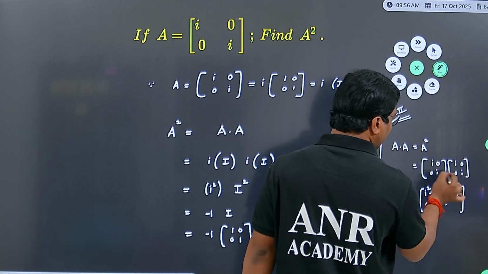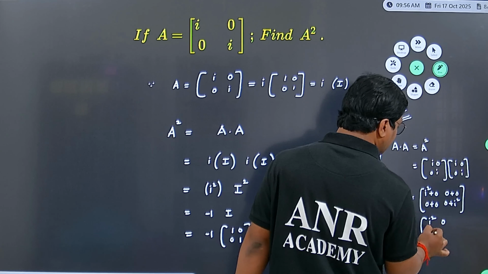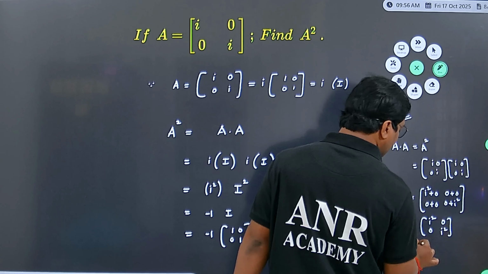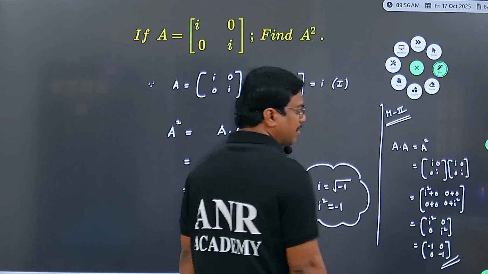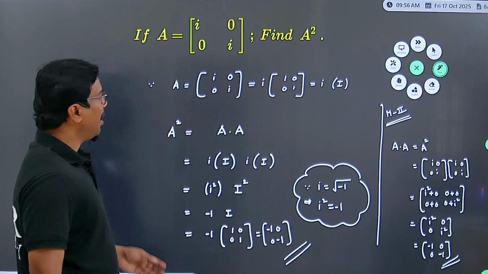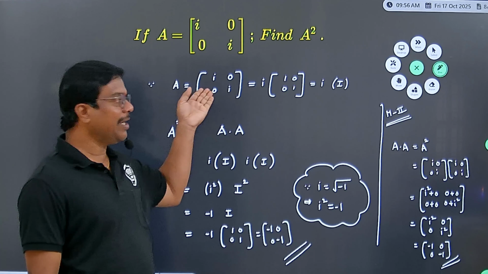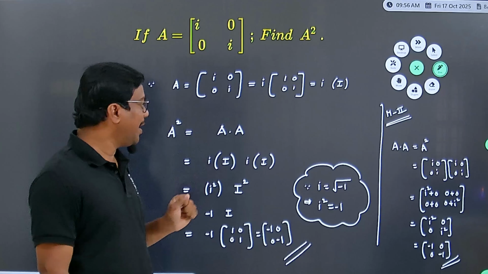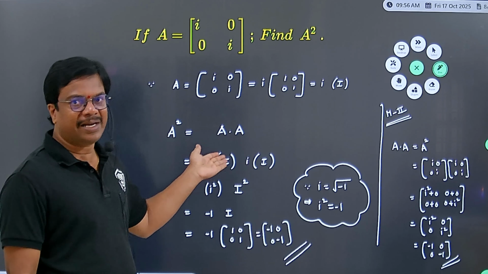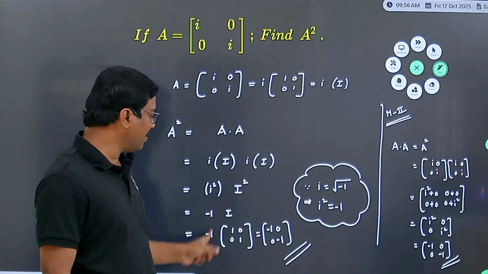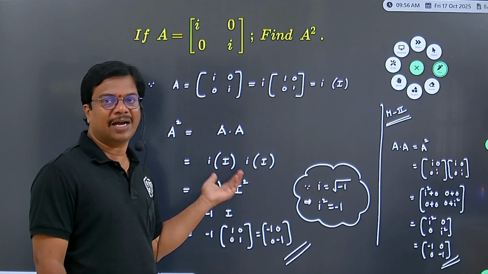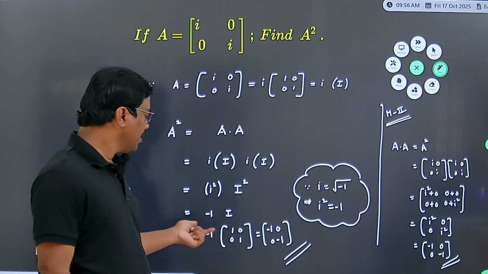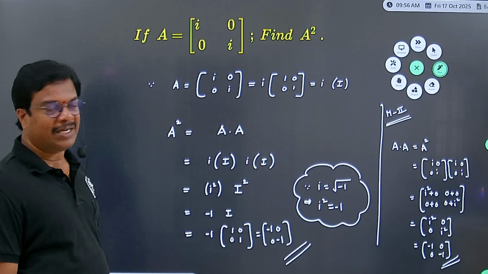So what do we get? i square, 0, 0, i square. So finally we get minus 1, 0, 0, minus 1. So this is your answer. This is another method, or simply you can write by taking iota common we get identity matrix. So i into identity matrix, i into i square value minus 1, identity into identity gives again identity, whole square is identity, so the same result we get.